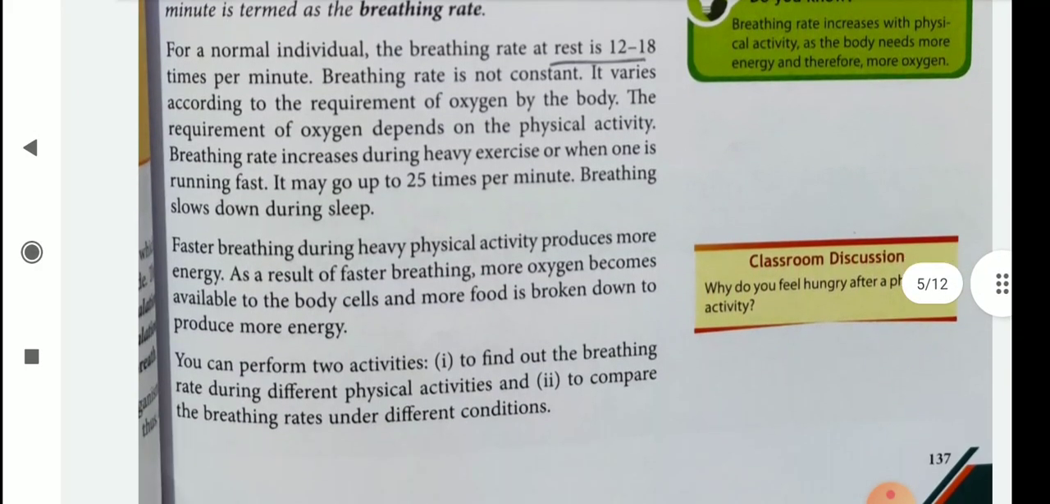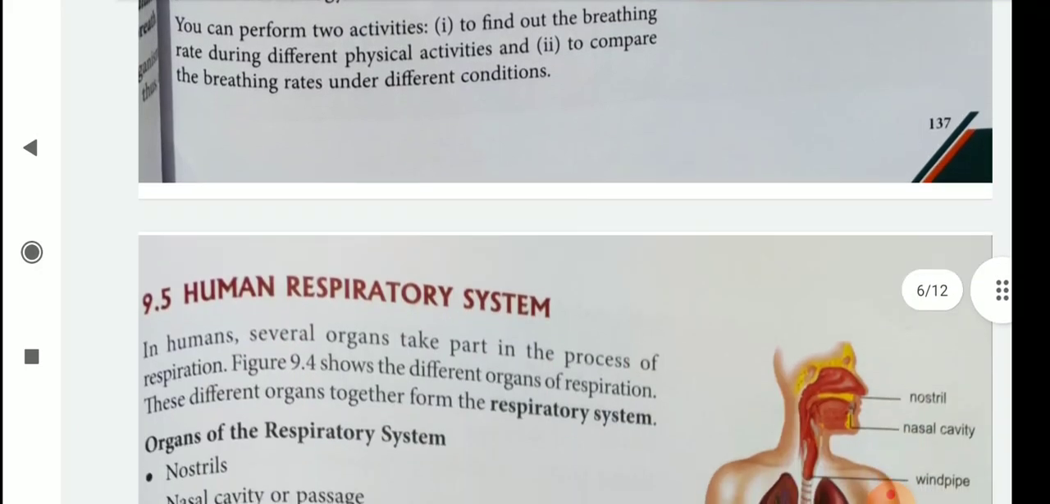Faster breathing during heavy physical activity produces more energy. With faster breathing, more oxygen becomes available to the body cells and more food is broken down to produce more energy. Okay.